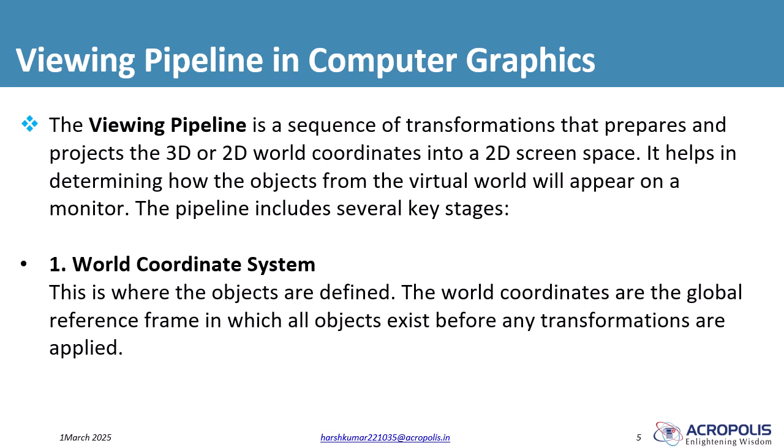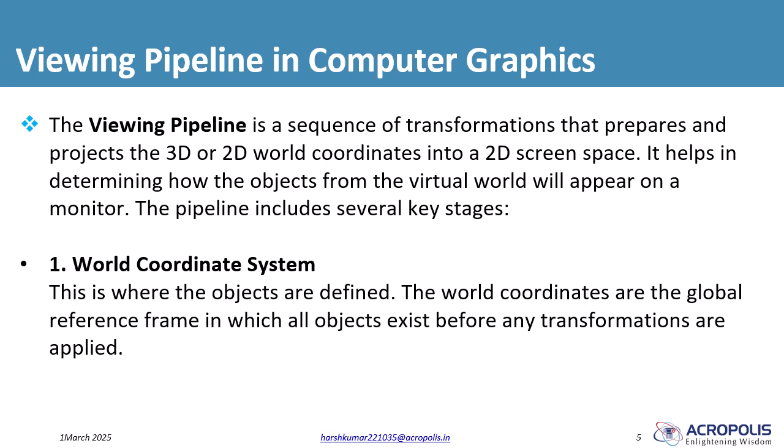Viewing pipeline in computer graphics. The viewing pipeline is a sequence of transformations that prepares the project's 3D or 2D world coordinates into a 2D screen space. Basically, the pipeline is all the steps we have gone through from converting a real world object's coordinates into a 2D coordinate system which we can view on the monitor. It helps in determining how the objects from the virtual world will appear on a monitor. The pipeline includes several key stages.